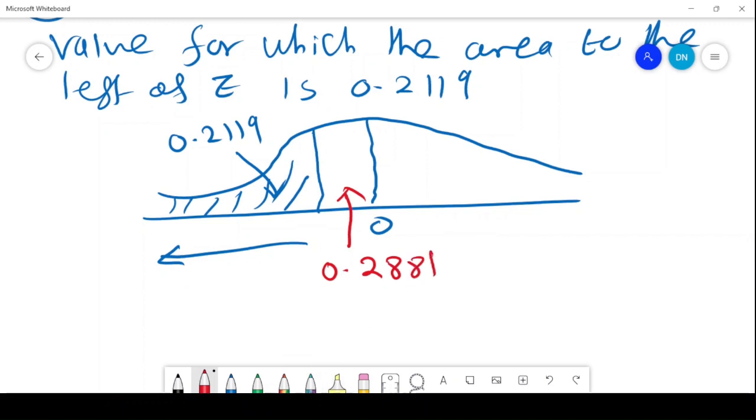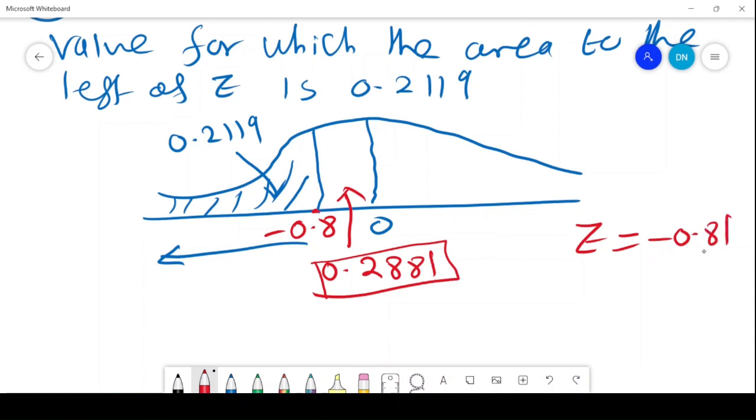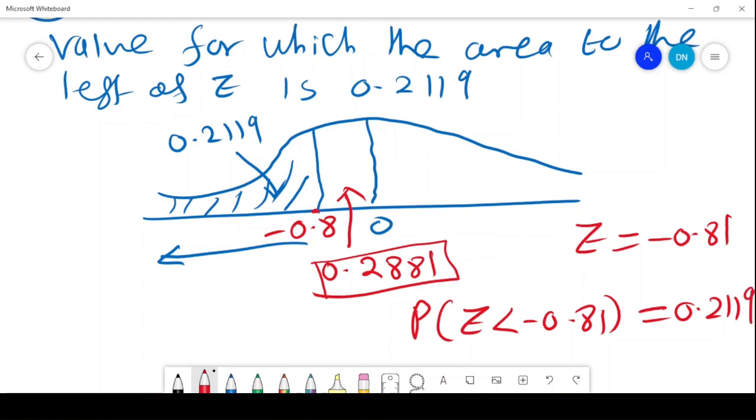And this should be 0.2881. Now when I go to my statistical table and look for 0.2881, it tells me the value of z should be equals to negative 0.81. So the question is, probability that z is less than negative 0.81 should be equals to 0.2119. That's what the question is asking me in other terms.